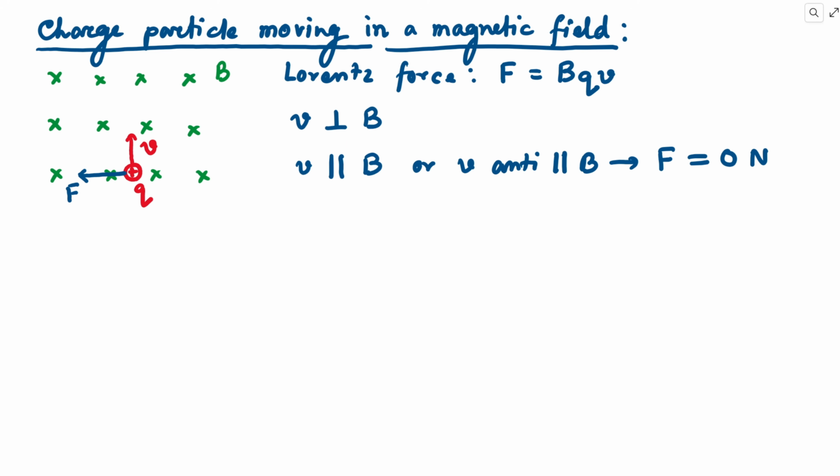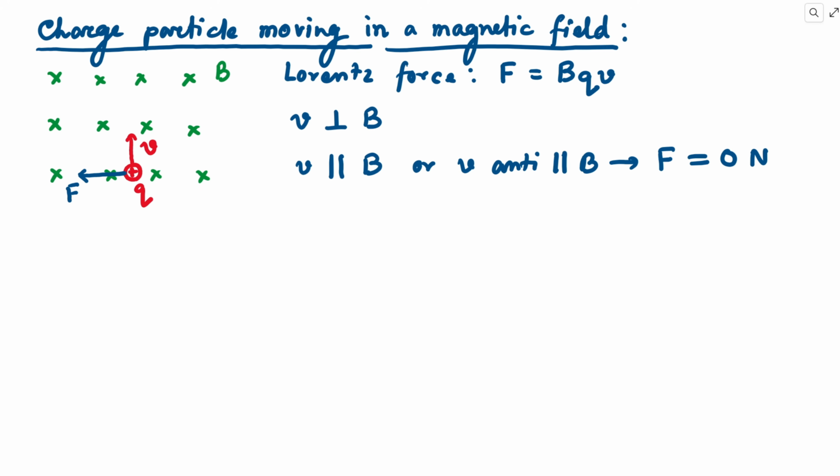And to calculate the Lorentz force, we have to use this formula F equals BQV. But remember, the V we should use in this formula is the velocity which is perpendicular to the magnetic field. Okay, so that gives us the magnitude of this Lorentz force. To get the direction of the Lorentz force, we have already seen how we used the right hand slap rule to determine that in this scenario the Lorentz force is to the left.